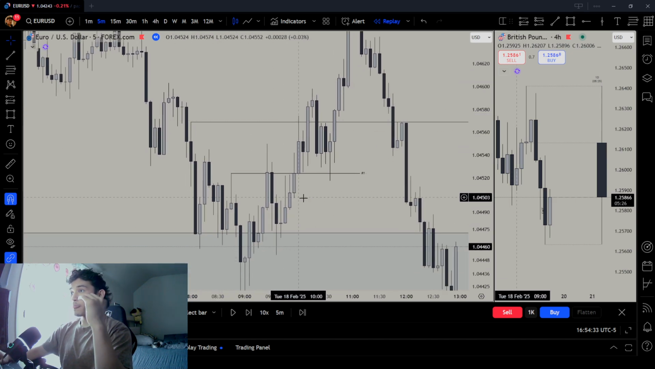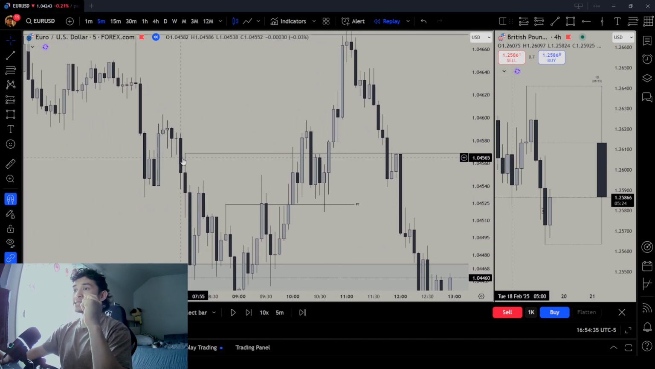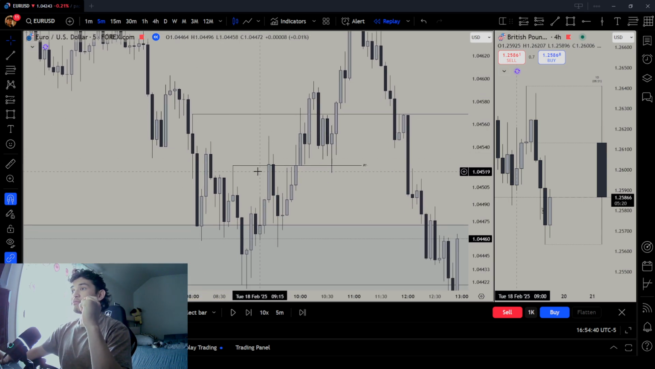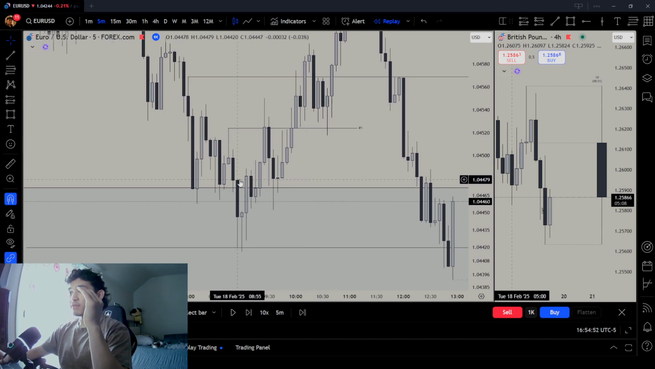You can see how if you were to use the 15-minute time frame, your entry would have been all over here, right? On a 15-minute time frame. But on the 5-minute, your entry would be right over here. You can see how you're getting an advanced entry. You're making way more pips, right? You're making way more profits.